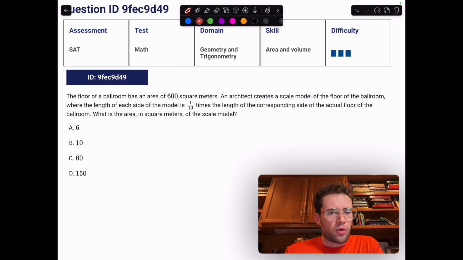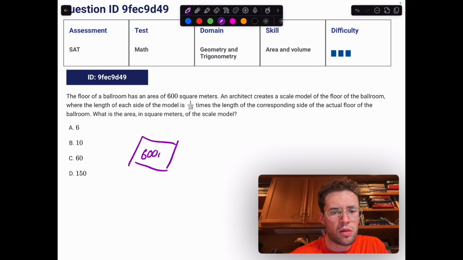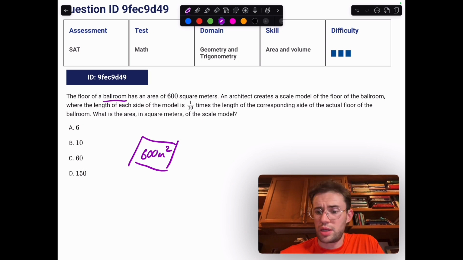The floor of a ballroom has an area of 600 square meters. So the floor is 600 square meters. Did it say it was square? Yeah. No. The floor of a ballroom. So it didn't say what the shape is. It could be a rectangle, it could be even a circle or a triangle or something. It's probably going to be a quadrilateral.